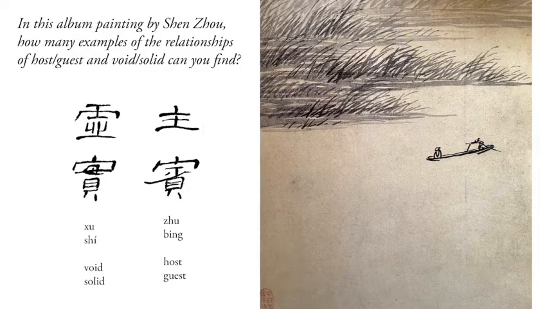In this album painting by Shen Zhou, how many examples of the relationships of host and guest and void and solid can you find? It's a pretty simple composition, but see what you can find. Host and guest. What is a major element and what elements are subservient to it? What are the areas where the void is allowed to be empty and the brushstrokes define a solid?